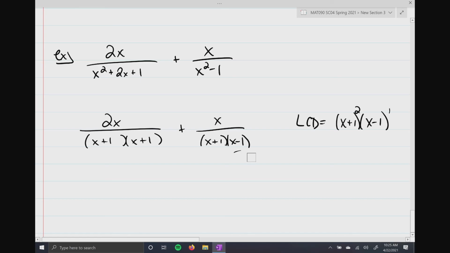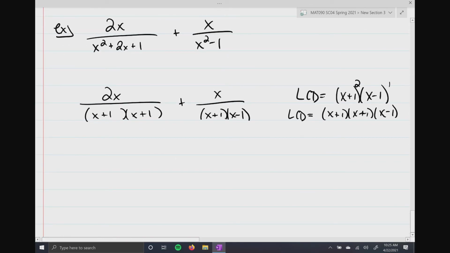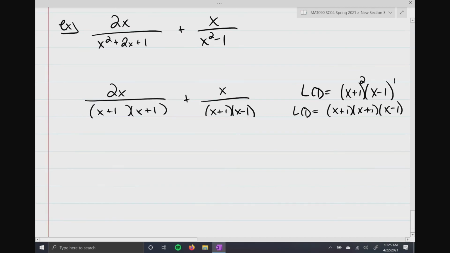So sometimes it really helps if you just write it all out. I realize it can be overwhelming because it's a lot of writing, but hopefully in the next step you see why. So, my next move here, this is what I do. I want to build my equivalent fractions. So I'm going to write 2x times x plus 1 times x plus 1 in the denominator.